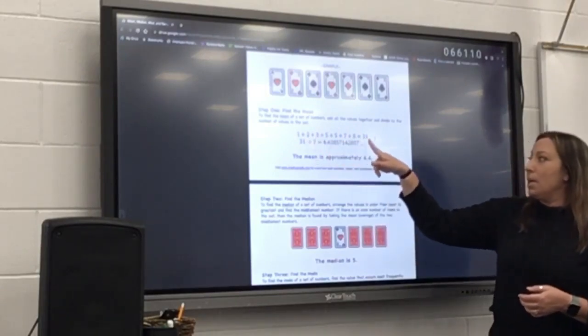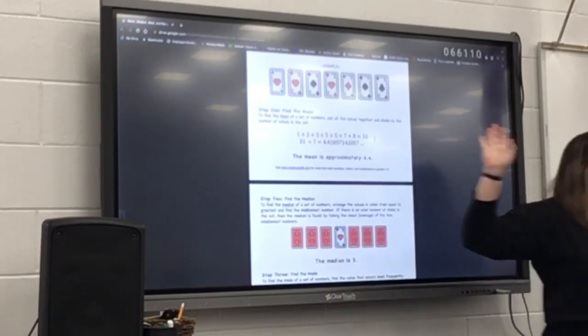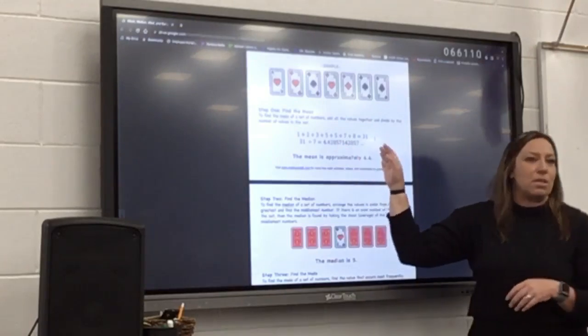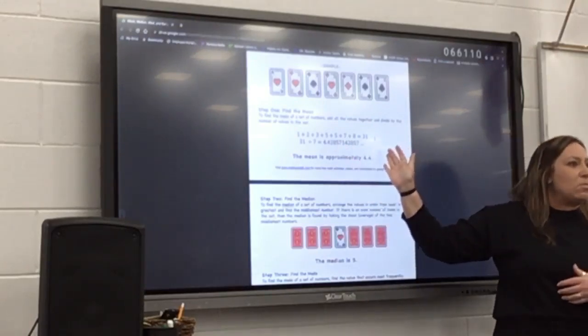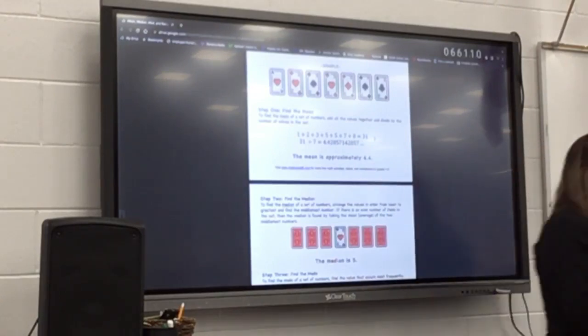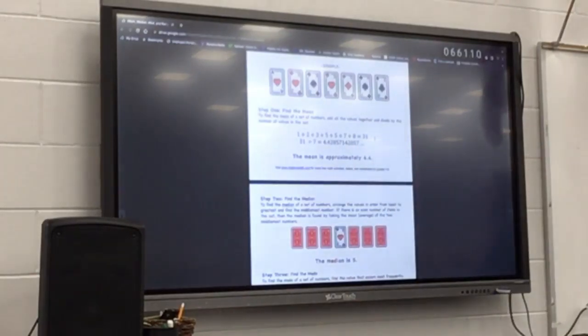So they're adding it up, they get 31, they divide it by 7. Why did they divide by 7? Yes, ma'am? Because that's how many cards are there? Right, that's how many cards are there. So, and they rounded it, there's lots and lots of decimals here. Obviously, we don't want you to do this many decimals. But they rounded it up, and their mean is 4 and 4 tenths.